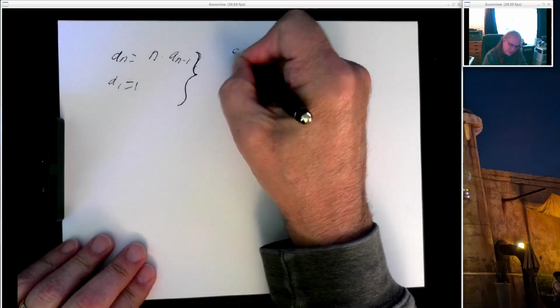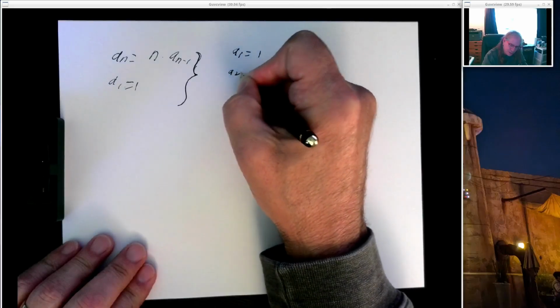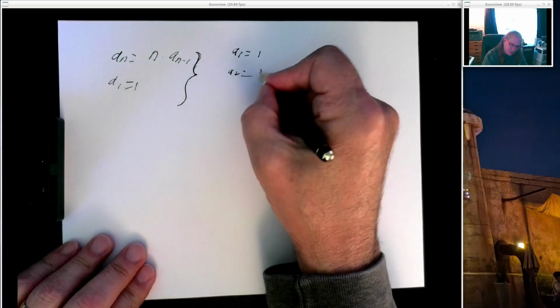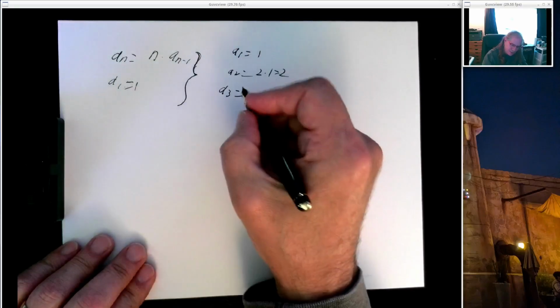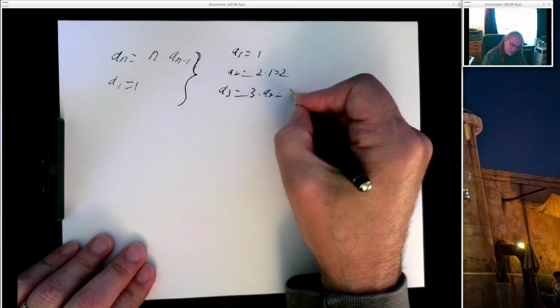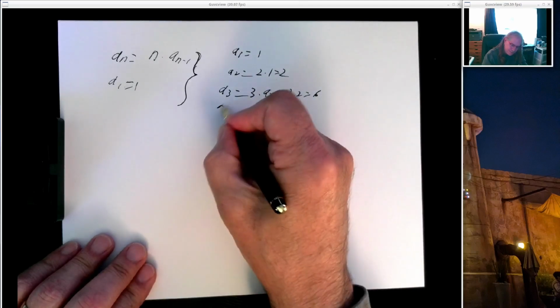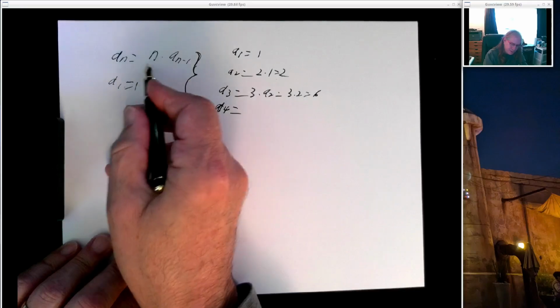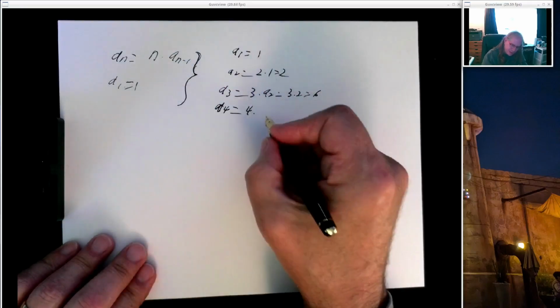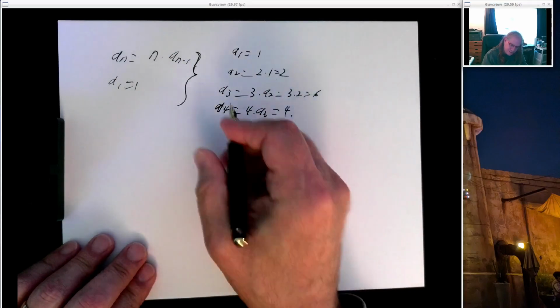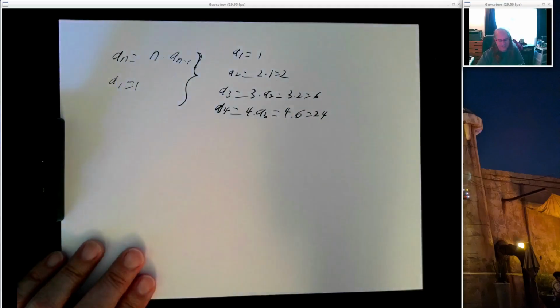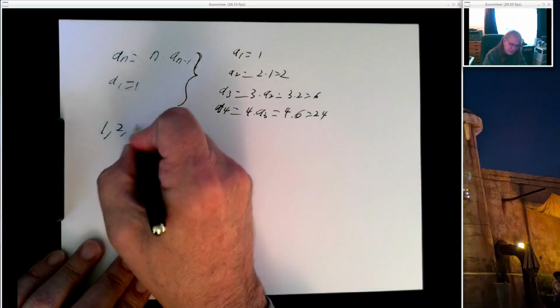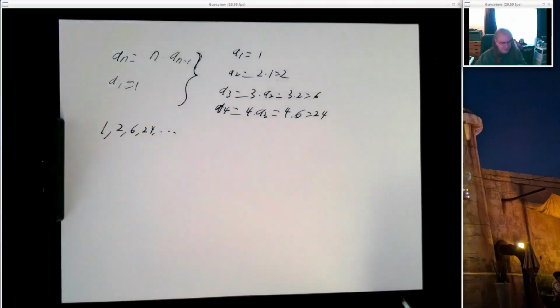Let's just start off. a1 equals 1. a2 is going to be 2 times a1, so it's 2 times 1, which is 2. a3 is going to be 3 times a2, which is 3 times 2, which is 6. a4 is going to be 4 times a3, which is 4 times 6, which is 24. So the first few terms of our sequence are 1, 2, 6, 24. Now maybe you recognize that, maybe you don't.